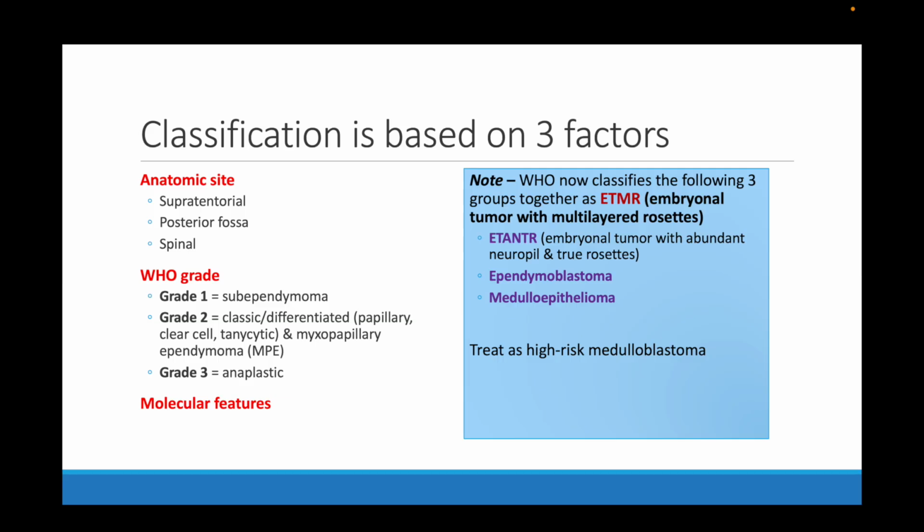Now, I did want to make a note about some additional groups of tumors that can be confused for ependymoma, which the WHO now classifies altogether as embryonal tumors with multi-layered rosettes. These include embryonal tumor with abundant neuropil and true rosettes, called ET-ANTRs, ependymoblastomas, and then medulloepithelioma. So if you hear ependymoblastoma, that's different from an ependymoma. Keep in mind that it is classified as a separate tumor, which is part of the ETMR group, the embryonal tumors with multi-layered rosettes. And these are all treated as high-risk medulloblastomas. So those are a different entity. Ependymoblastoma, completely different entity, treated as a high-risk medulloblastoma. The subtypes that we talked about here are true ependymomas, and they are managed differently.